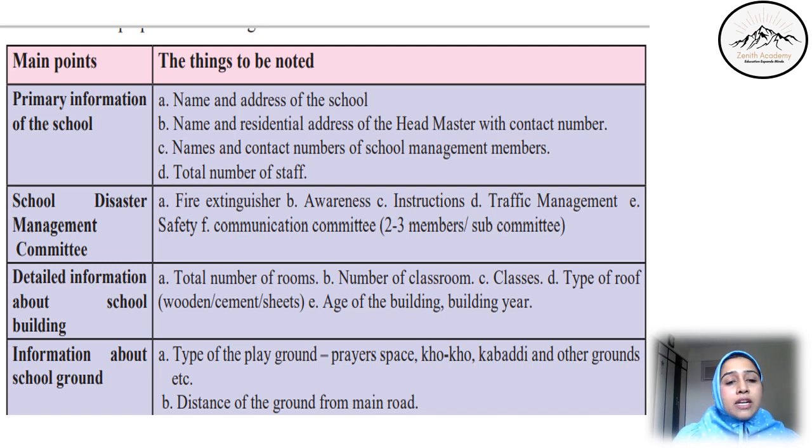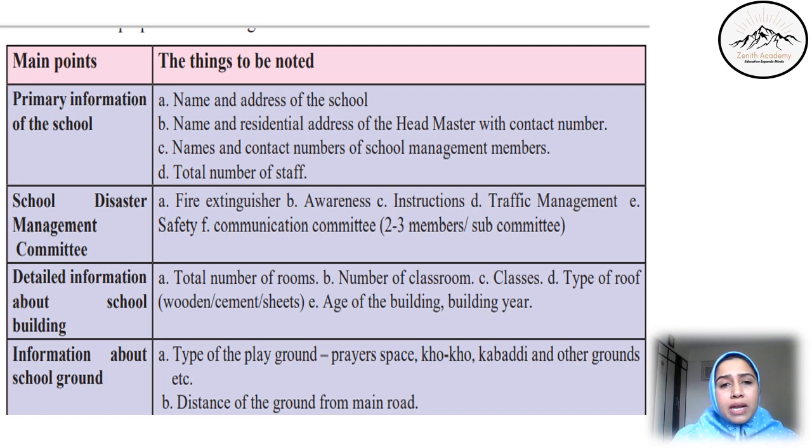Then next is the detailed information about the school building. Building infrastructure is very necessary: how the building is constructed, how many entry and exit points there are, the number of rooms, number of classrooms, what is the type of roof. In case of an earthquake or something, if this information is available, it is easier for the relief management team to remove the people out of that disaster or calamity that has occurred.